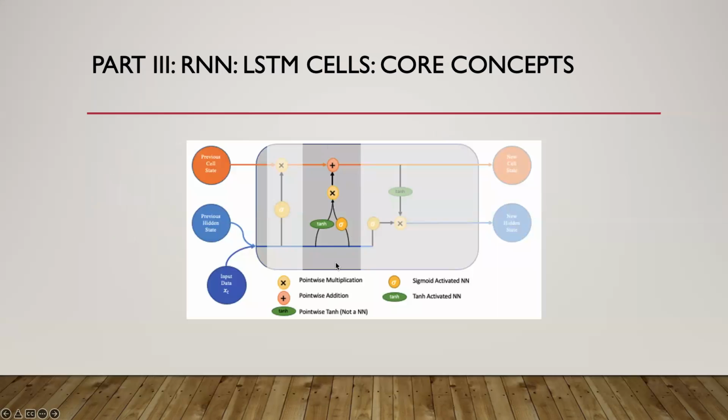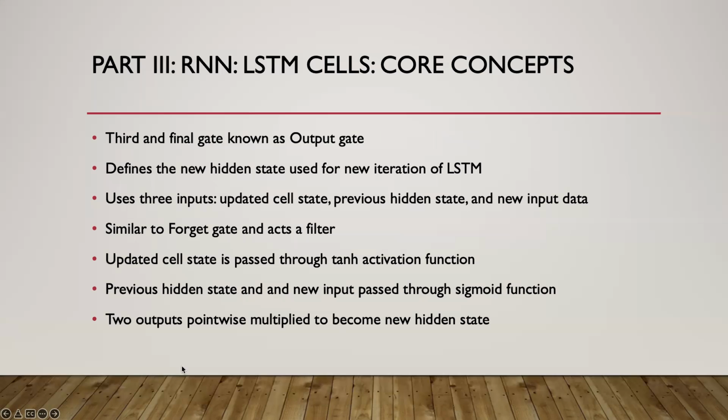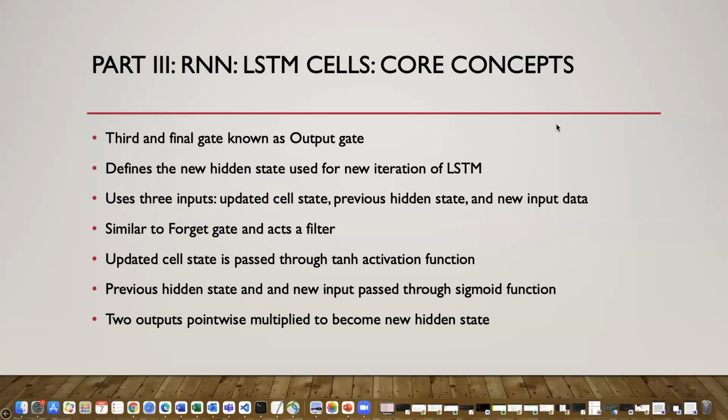And here's the diagram again. And then we move to the final gate, which is the output gate. And so the third and final gate is known as the output gate. It defines the new hidden state used for the next iteration in the chain, the next link. And so it uses three inputs: the updated cell state, the previous hidden state, and the new input data.